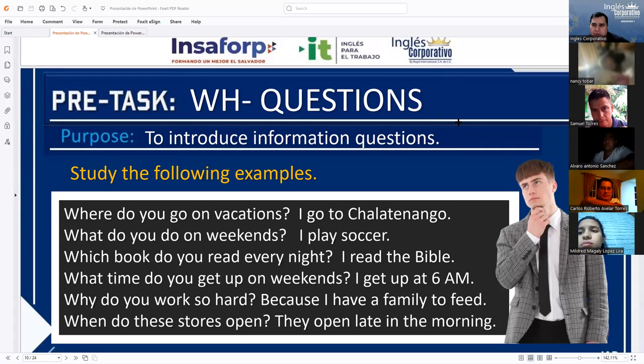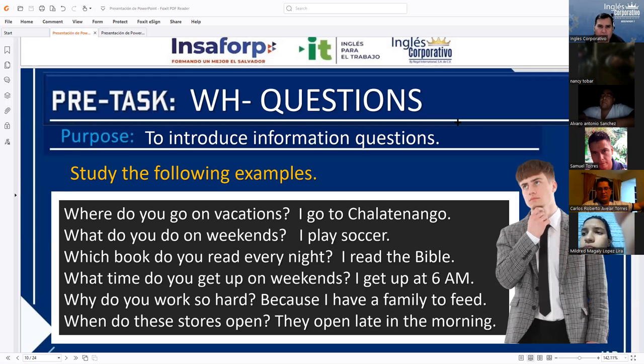There are 13 of us. There are 13 of us present. So let's wait for the other three. Three people are missing. Two people. Okay. Well, let's begin. Let's see.